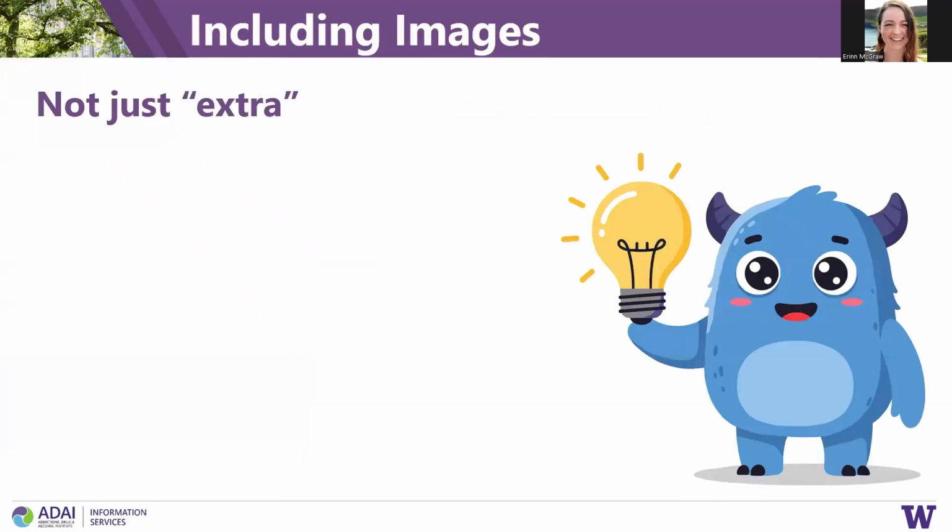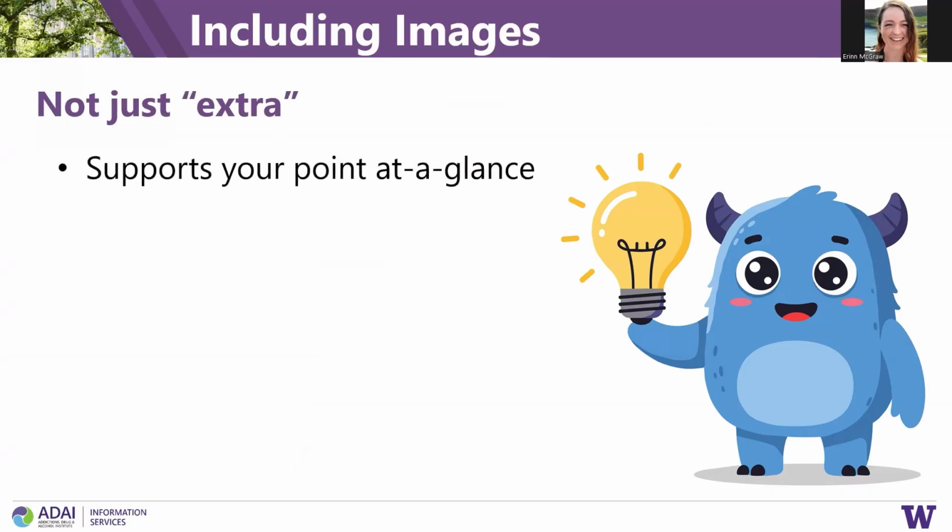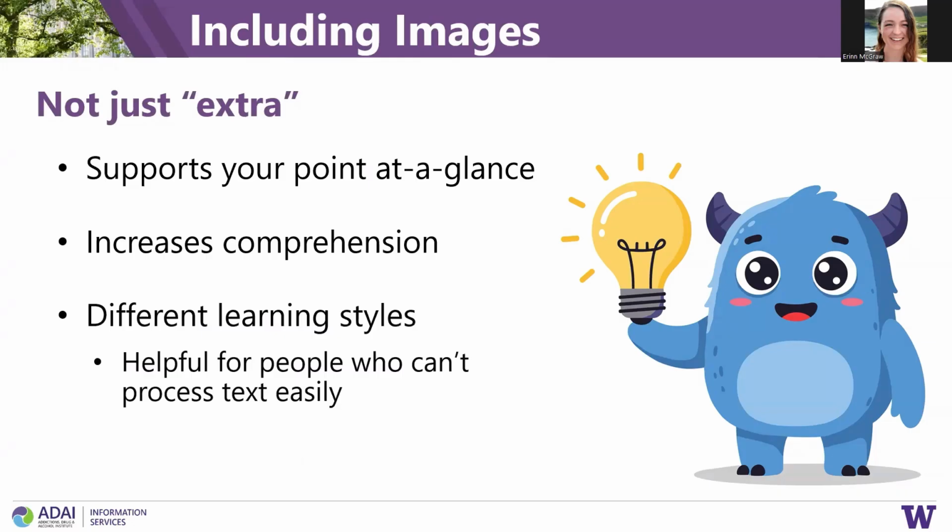Another important consideration when you're building your materials is including images. They're not just extra or to make things pretty, they do a lot of work. Images can help support your information by giving people a quick understanding about what you're talking about. And research shows that they help people retain and care about information more than text alone. They also account for different learning styles for folks with text processing difficulties, cognitive disabilities, or even just visual learners.